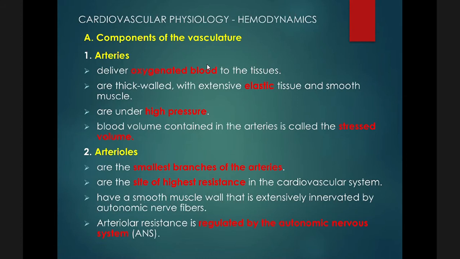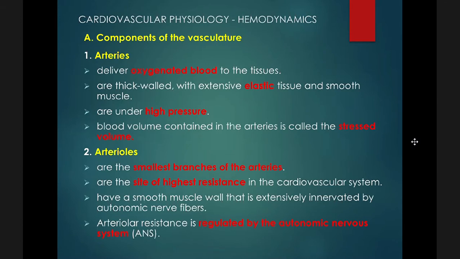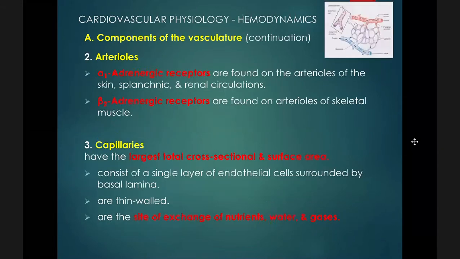Arterioles are smaller branches of the arteries, and this is the site of the highest resistance in the cardiovascular system because, again, it has a smooth muscle that can vasoconstrict to the point na zero yung blood flow into the tissues, or it can vasodilate to the point that about 2 to 3 times increase in blood flow. So, kaya siya yung resistance vessels. So, it is regulated by autonomic nervous system. We will discuss this further in the next chapter.